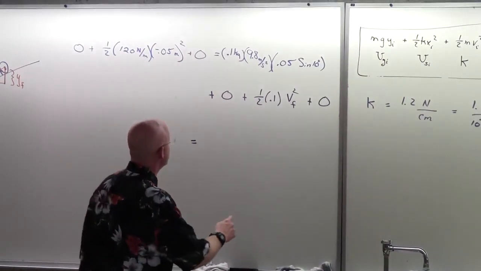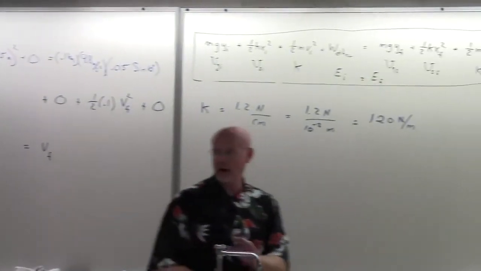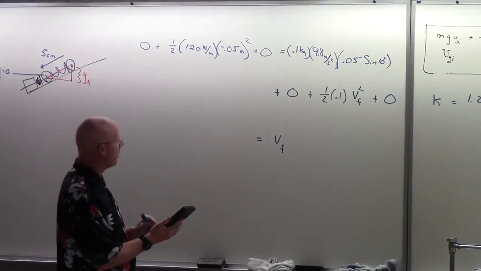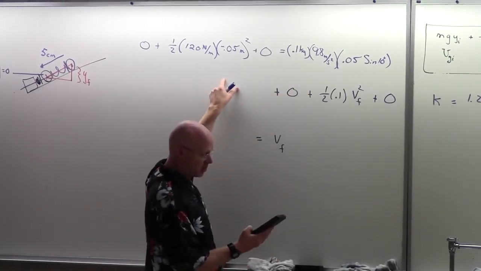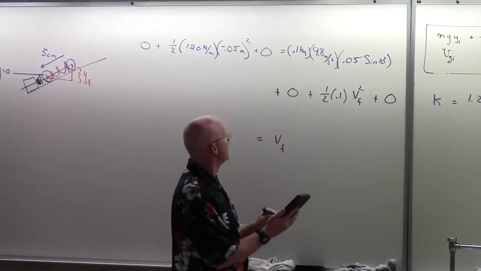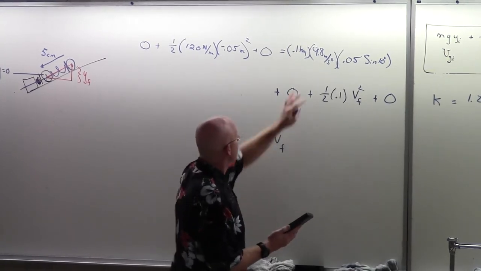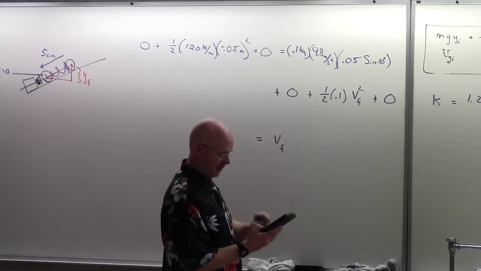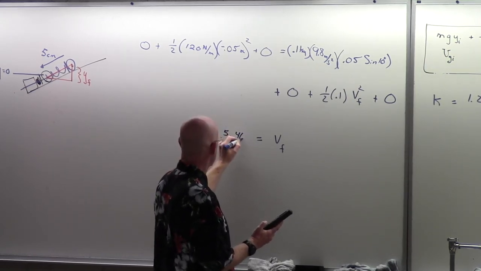But to finish this problem, you can begin to see that I know that number, I know that number, and I know all of those. And again, nothing better than having an equation where you know everything but one variable so that you can solve it. And so starting with this one, I will go 1/2 times 120 times 0.05 squared. And so that's 1.5. Moving this to the other side, it would be a subtraction. So I will minus 0.1 times 9.8 times 0.05 times sine of 10 degrees. And so that would subtract off there. Multiply that by 2, divide by 0.1, and take the square root of all of those, I get 5.46 meters per second.